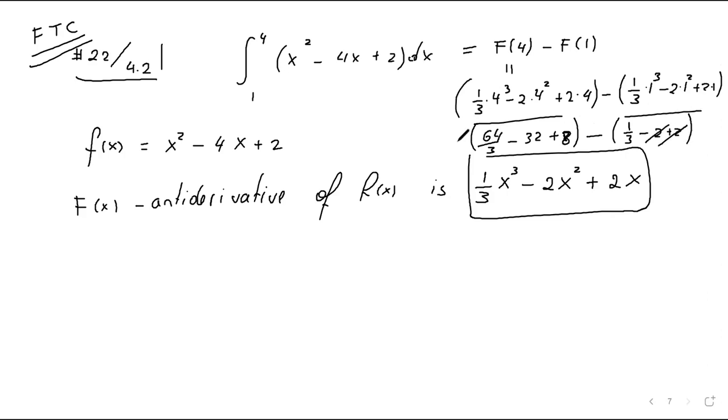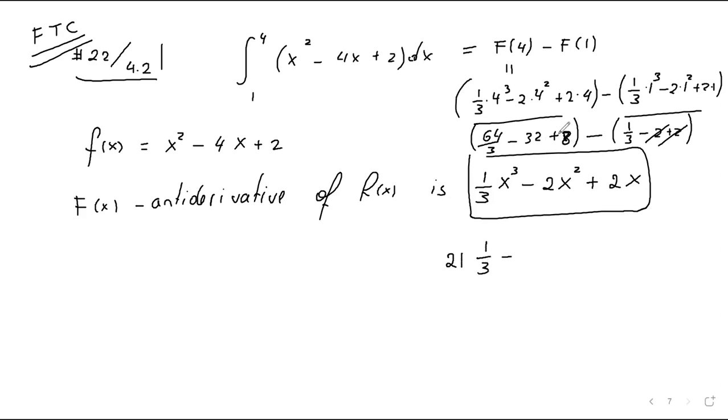So for the answer, what's 64 over 3? 60 over 3 is 20. So instead of 64 over 3, I'm going to say 63 over 3, which is 21 and 1/3.